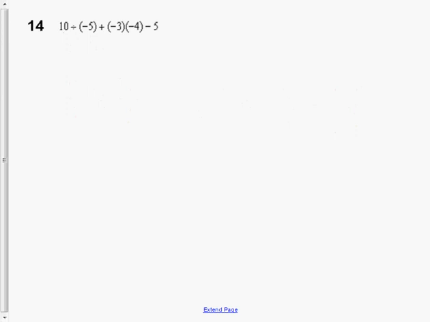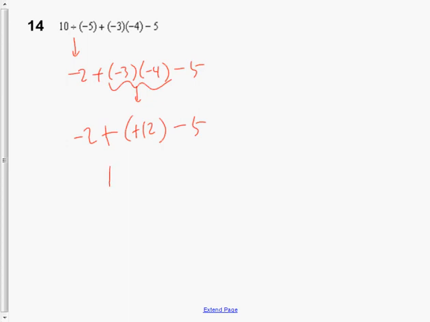Question 14, you have 1, 2, 3, 4 operations. The first one I'm going to do is the division. So 10 divided by -5 is -2. The second thing I'm going to do is the multiplication. So -2 plus, what is the product of -3 and -4? It is positive 12. -2 plus 12 is positive 10. And finally, 10 take away 5 is simply 5.